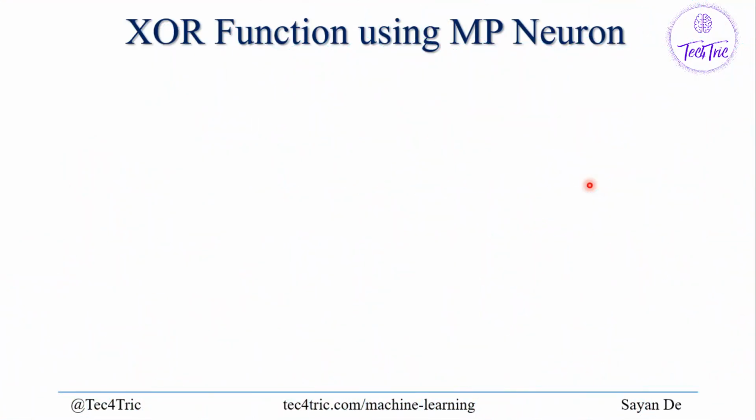In the previous videos, I have explained how to implement the AND function and the NOT function using McCulloch Pitts Neuron. In this video, I am going to explain how to implement the XOR function using McCulloch Pitts Neuron. This function is a little bit different. So how do we implement this function using McCulloch Pitts Neuron?